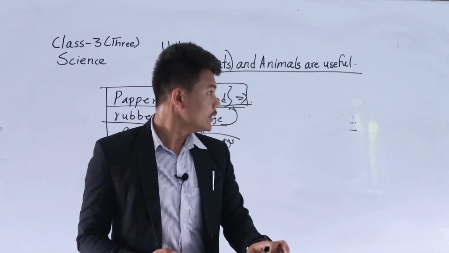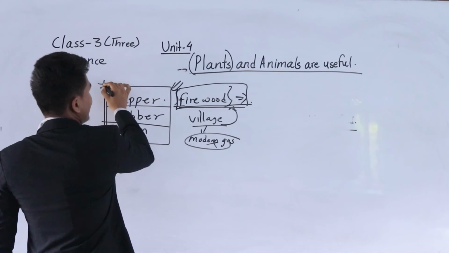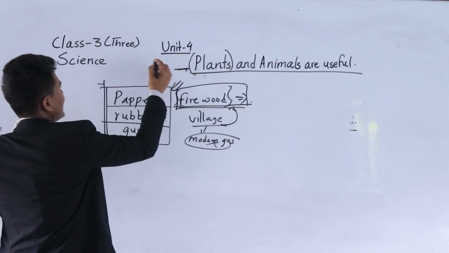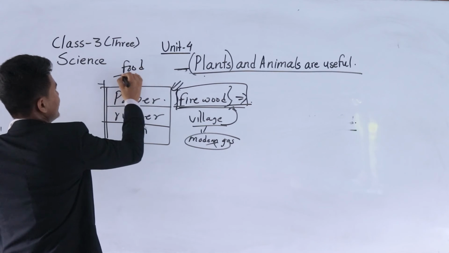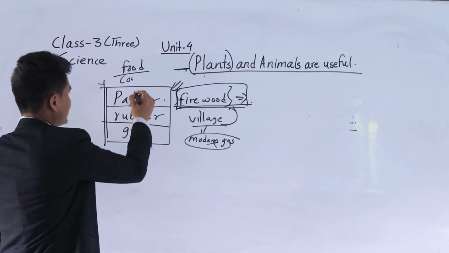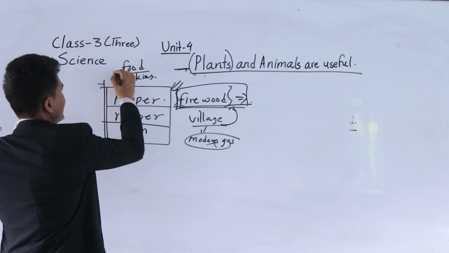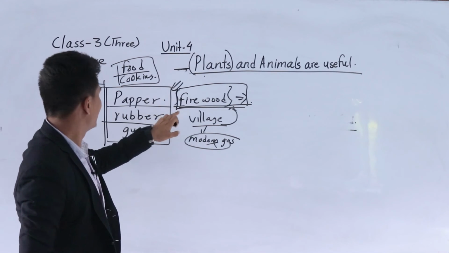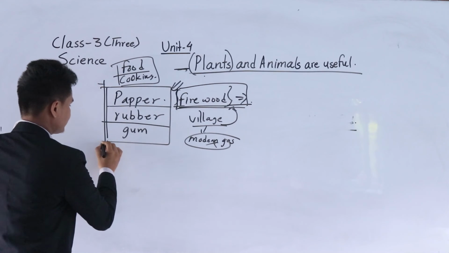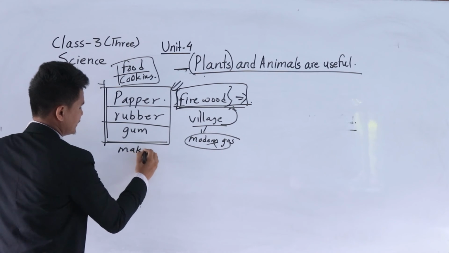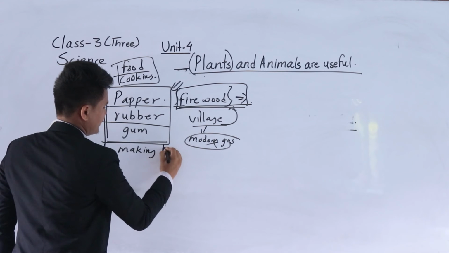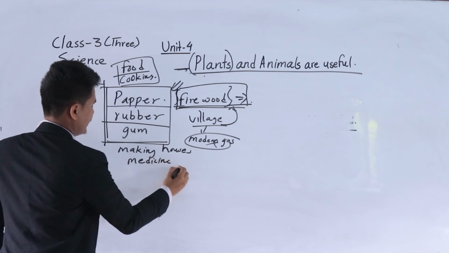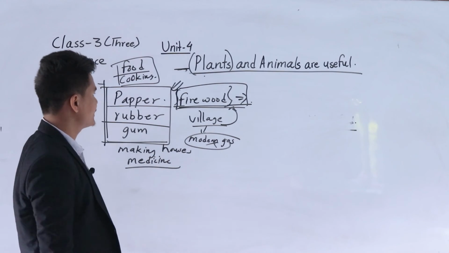So today we learned about plant uses. What are the uses of plants? We said that plants are used as food and for cooking as well. Plants are very useful, not only for food and cooking, but for firewood and for making houses. They are used as medicine as well, which helps to cure lots of diseases.